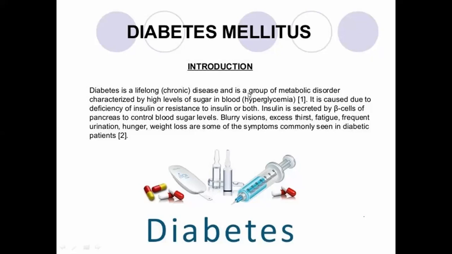We have to study the same pattern in this chapter. So firstly, diabetes mellitus is a disorder. Diabetes is a chronic disorder. Chronic means long-term disorder. It is a group of metabolic disorders. Metabolism means metabolic. What is meant by metabolism?